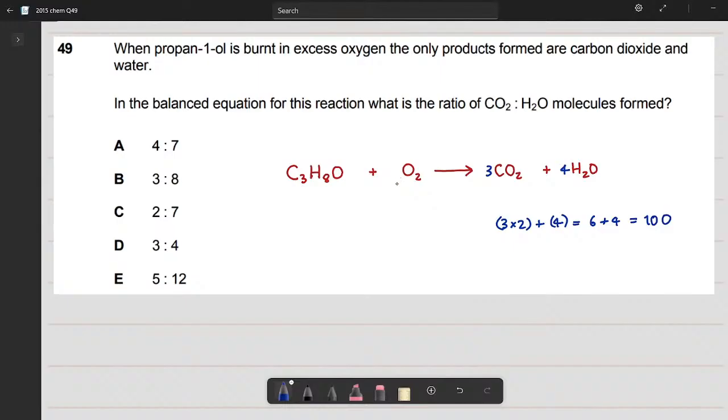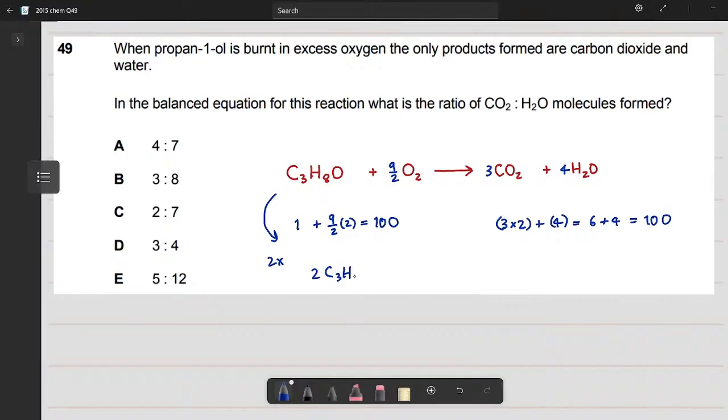To balance this, I'm going to write 9/2 here, because it will cancel out with this O2. Now 1 oxygen plus 9/2 of O2 gives me 10 oxygens. So this is my balanced, simplified chemical equation. We can cancel the fraction by multiplying both sides by 2.